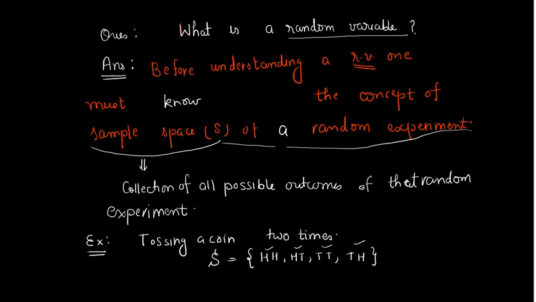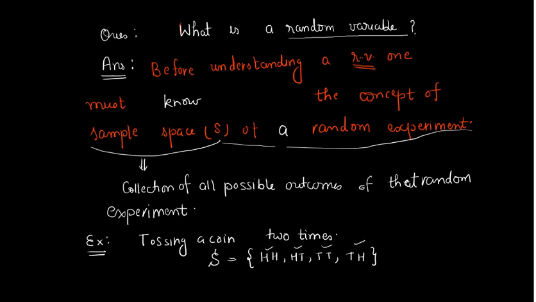Let's try to understand what a random variable is. Before understanding the concept of a random variable, we will revisit the concept of the sample space of a random experiment. The sample space of a random experiment is defined as the collection of all possible outcomes of a given random experiment.